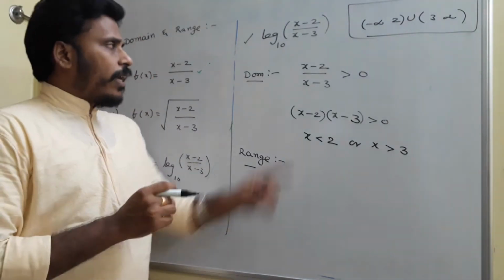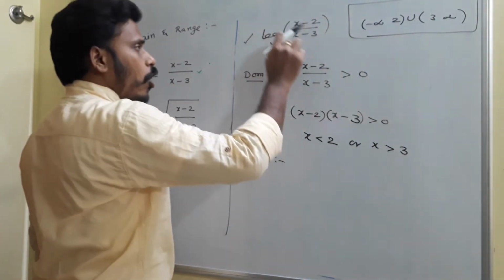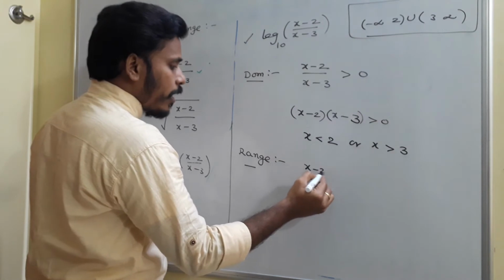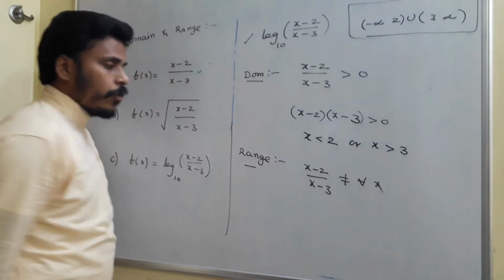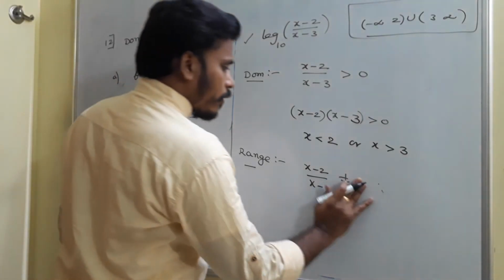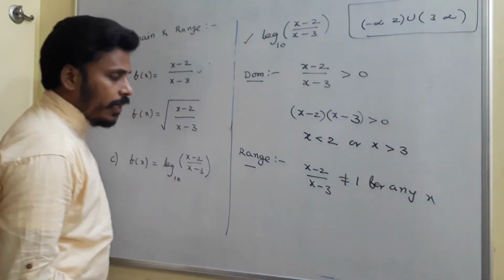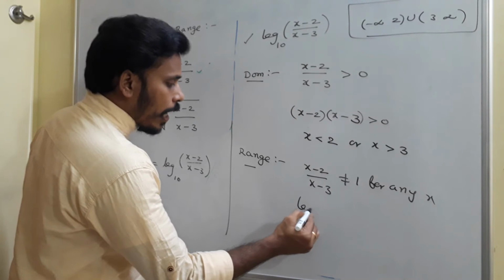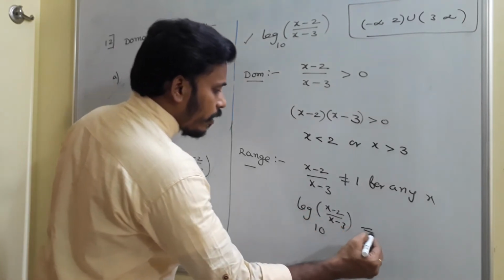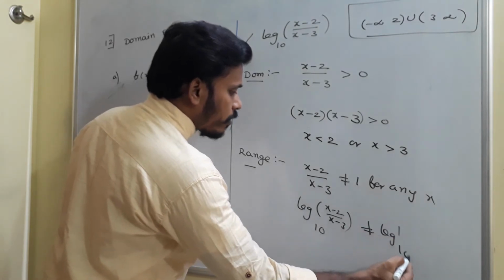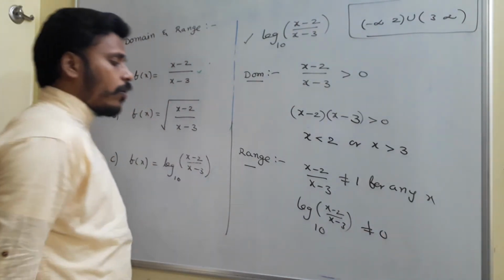The range for (x minus 2) by (x minus 3) is all the real values minus 1. So this number cannot be 1. We already know that (x minus 2) by (x minus 3) is not equal to 1 for any x. Since it is not equal to 1 for any x, when you apply logarithm of (x minus 2) by (x minus 3) base 10, it is not equal to log 1 base 10. And that log 1 base 10 value is 0. So this is not equal to 0.